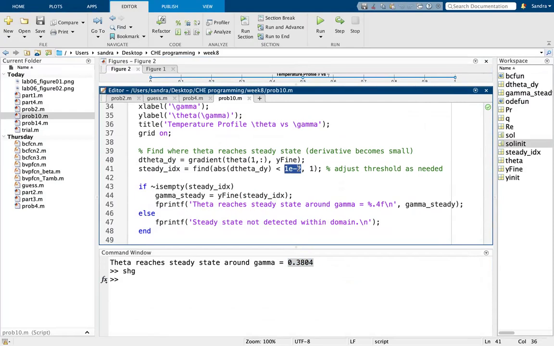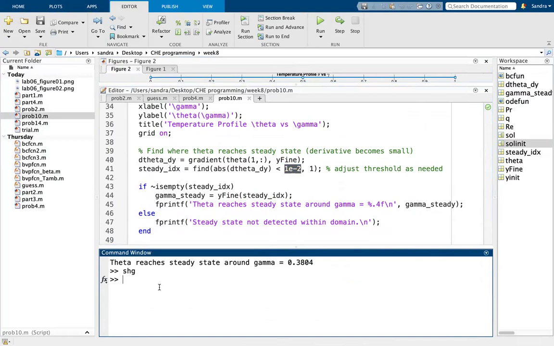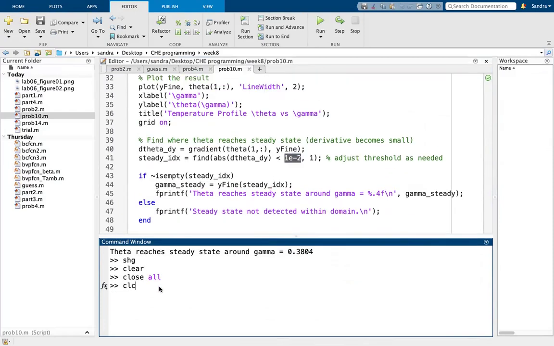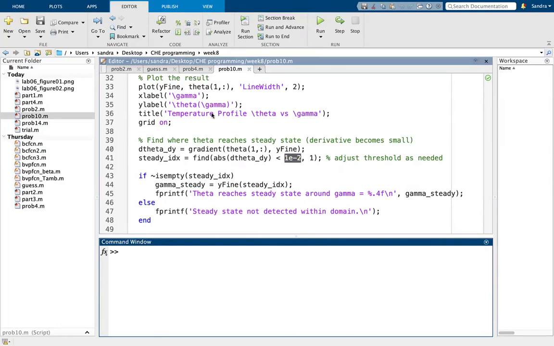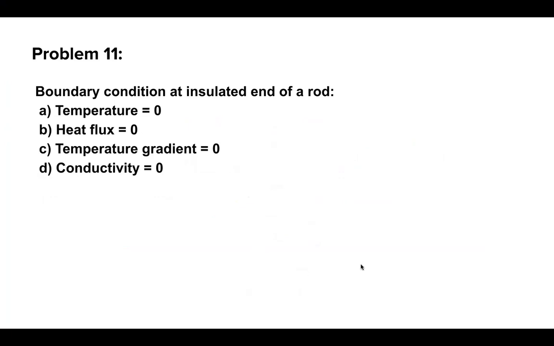You can make it even stricter, 1e-4 or 1e-5 or whatever it is. That is how you get the steady state theta value. Is this clear? Okay, let me just close this then. Moving on to the next question. Boundary condition at an insulated end of the rod will be, I'll give you 1 minute.